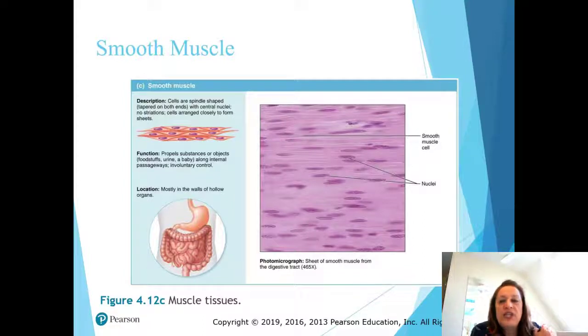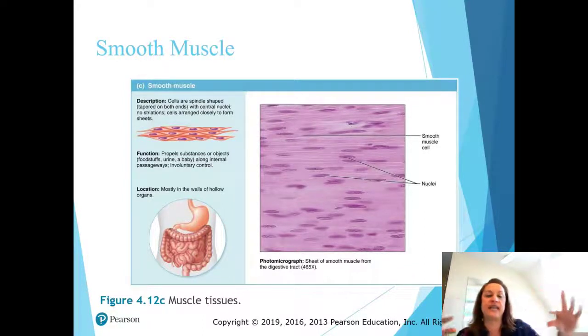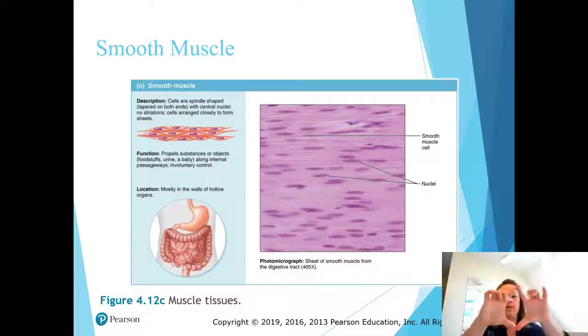Smooth muscle, totally different, right? We don't have those striations, uninucleate cells. They're all tapered, skinny, right? What we call sort of an almond shape, spindle shaped, right? Totally different. Here we're going to propel substances through a tube, digestive tract, bladder, something like that. Walls of hollow organs.